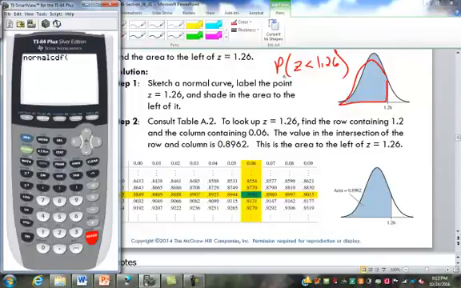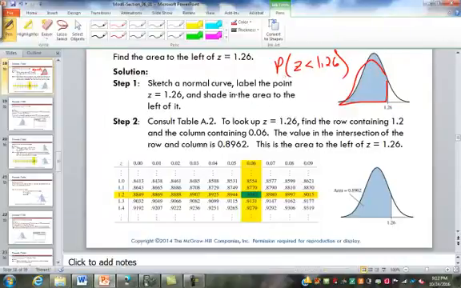But here, probability that z is less than 1.26, that's basically asking what's the probability negative infinity is less than z is less than 1.26. Because remember, we have to have a lower limit and an upper limit. So the upper limit, if we're less than 1.26, our lower limit would be negative infinity. Anything from negative infinity up to 1.26 is less than 1.26. How do we enter negative infinity in our calculator? Well, there's one of two ways.